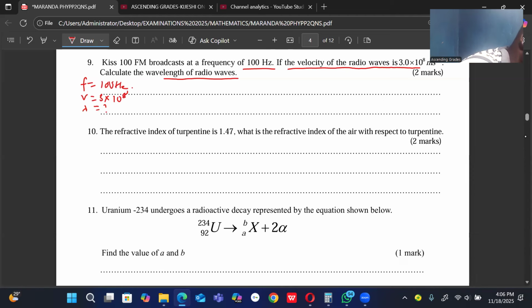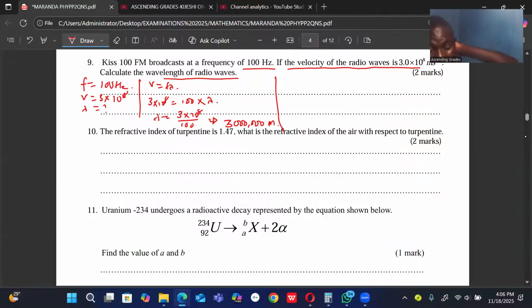So from V is equal to F lambda, my 3.0 times 10 raised to power 8 will be given by 100 times lambda. That is what we are looking for. So my lambda will be 3.0 times 10 raised to power 8 divided by 100, and you arrive at 3 million meters. And 3 million means 3.0 times 10 raised to power 6.